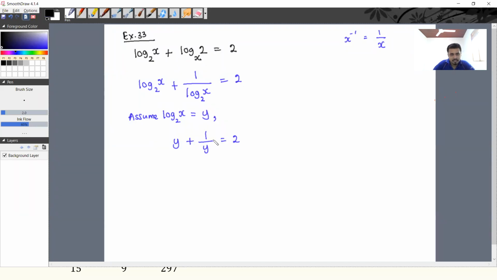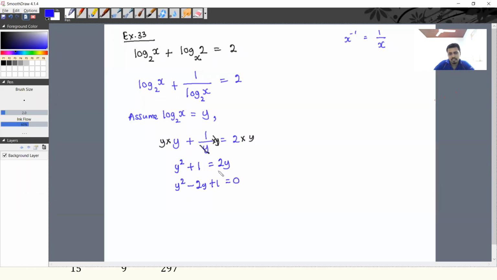Here, this one into y, this one into y, and this one also into y. Here y over y will get cancelled. We will be left with y into y squared plus 1 equals 2y. Take this 2y to the other side, then it will become y squared minus 2y plus 1 equals 0.